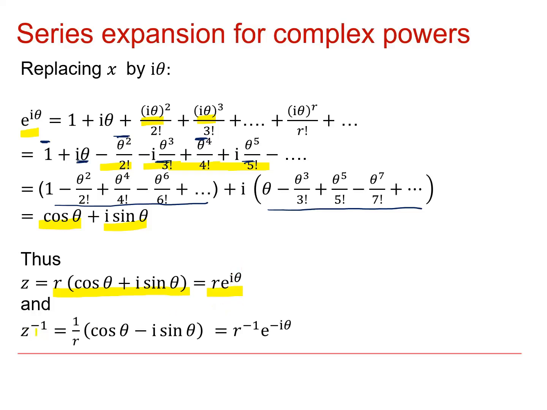What about z to the minus 1? Well, that's just going to be this thing to the minus 1. So if we think about that, I'm just going to get r to the minus 1 e to the minus i theta. And that will give me this here, remembering that sine of minus theta is equal to minus sine theta. And we've used that in there.